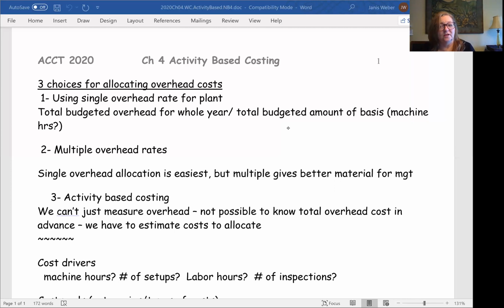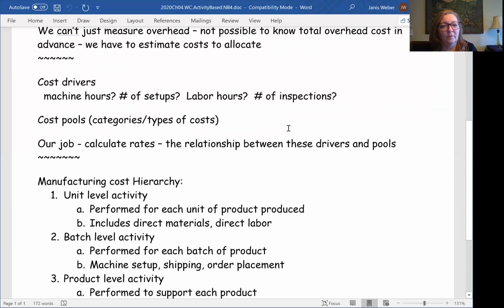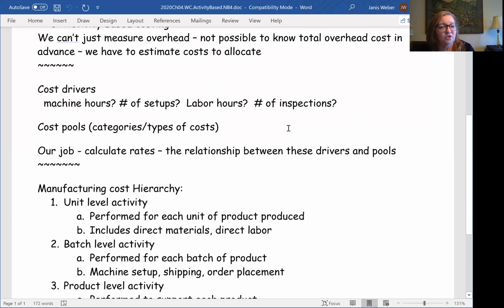We're going to do lots of exercises. They're going to teach us how to do that. So there's a few more concepts here. The cost drivers, we already know about those to some extent, and I've already mentioned some of them. It could be the machine hours if you're based on machine hours. It could be the labor hours if you're using labor hours to allocate your costs. It could be the number of inspections or the number of setups, just like I mentioned in my examples.